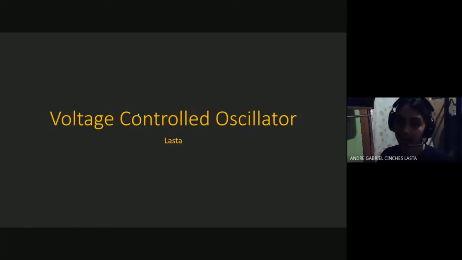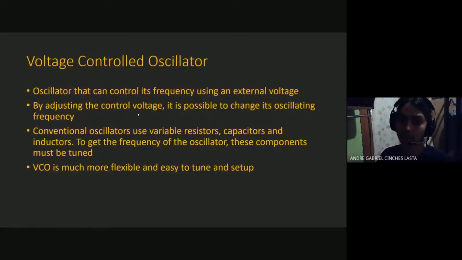So what is a voltage controlled oscillator? It is an oscillator that can control its frequency using an external voltage. This is called the control voltage. By adjusting the control voltage, it is possible to change the oscillating frequency.